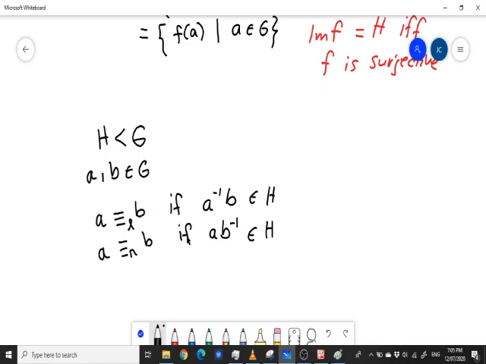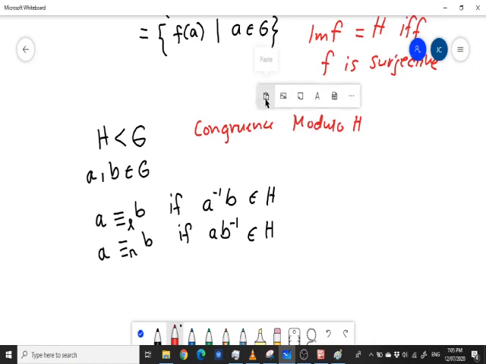So, tawag dito, this relationship is congruence modulo H.